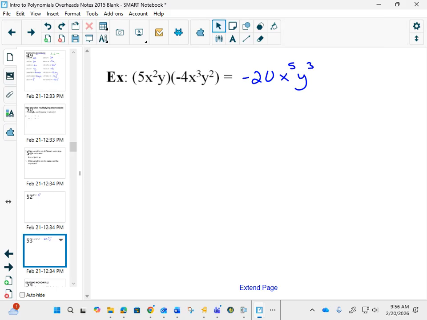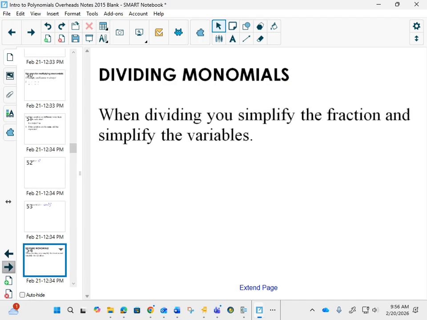We also will do dividing. Dividing has the same idea as multiplying. Divide your coefficients. Divide your variables.